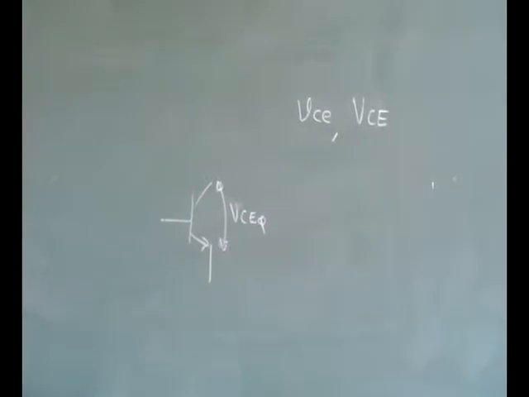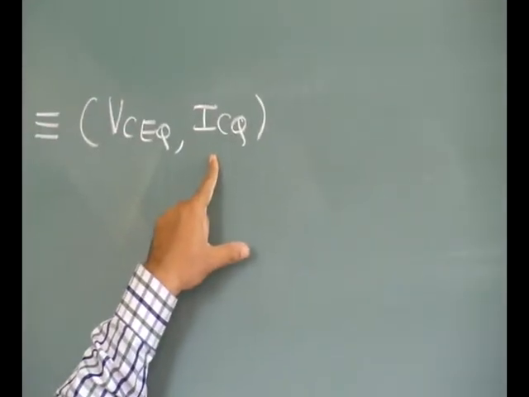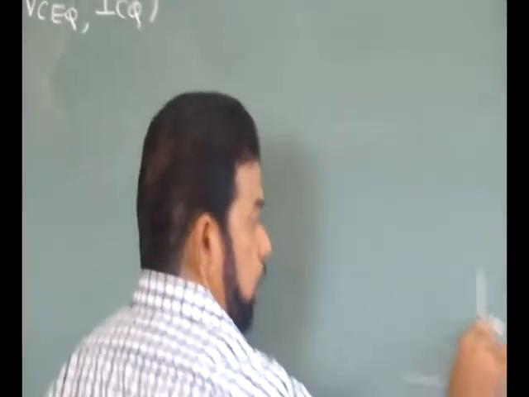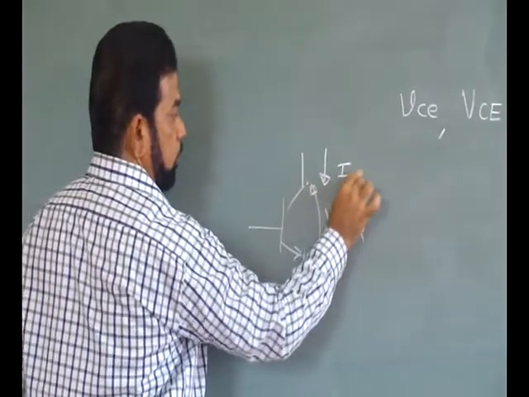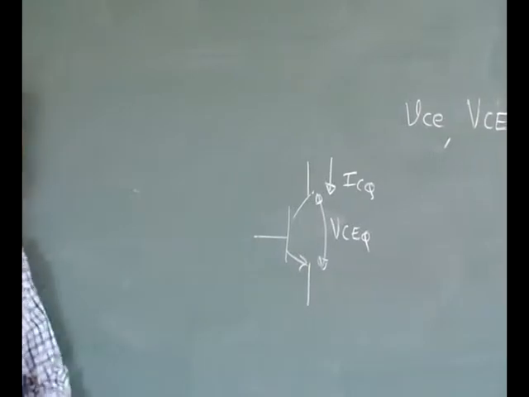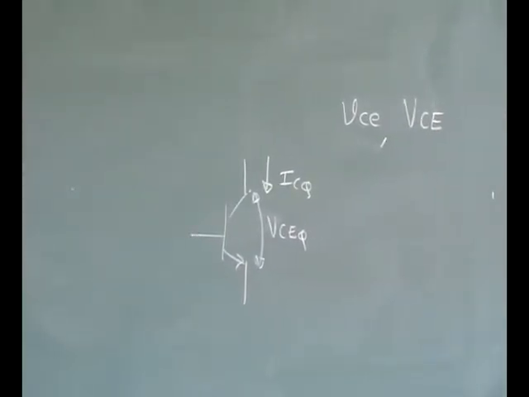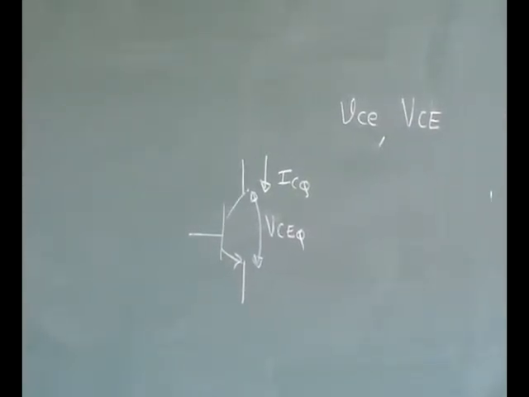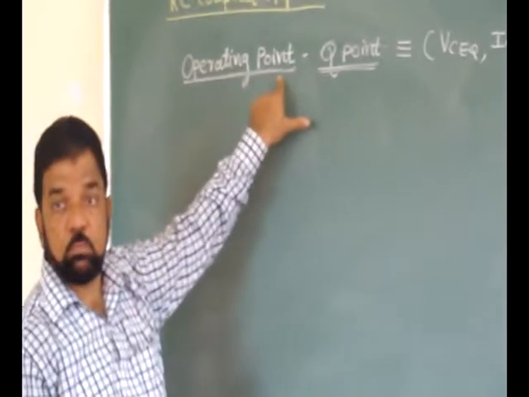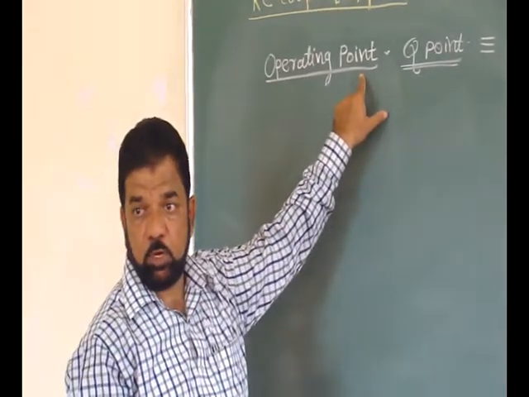And what is the other term? It is nothing but IC, the collector current. How much current is flowing through this circuit? It is nothing but IC. Right? So we have to pay attention to this term. What is that operating point?